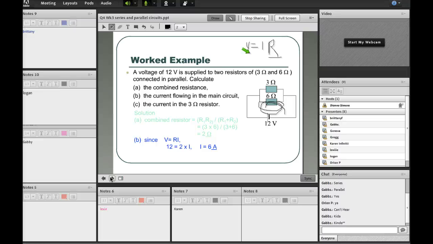And then the current through the 3 ohm resistor is what? Wait, can you repeat that one more time? The last question? Just the current through the 3 ohm resistor. So the current that's going through this top one. It would be 12 divided by 3. Oh, yep, it's going to be 4. And that's it.